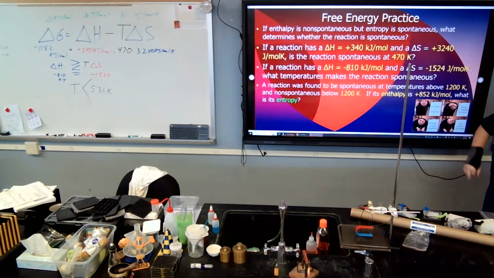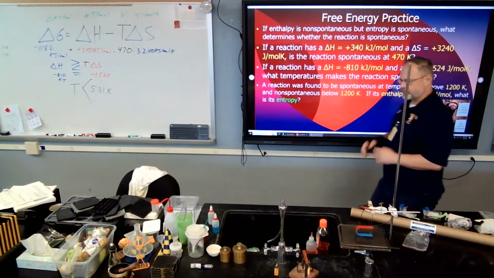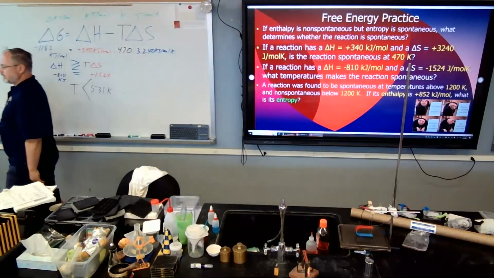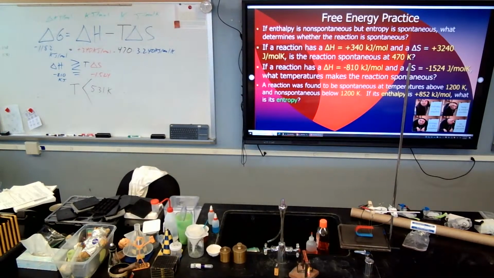A reaction was found to be spontaneous at temperatures above 1200 Kelvin and non-spontaneous below 1200 Kelvin. If its enthalpy is 852 kilojoules per mole, what is the entropy? Work this one out. If you have an answer, show your neighbor and see if you can come to a consensus. So is delta G still 0? 0 is that number that is between the positive and the negative values. That is true.